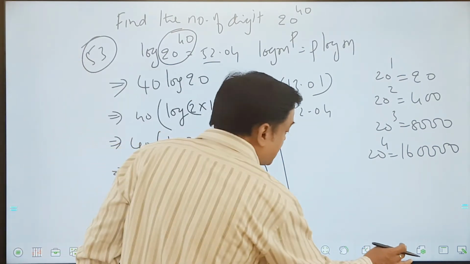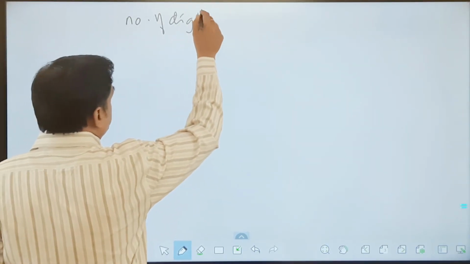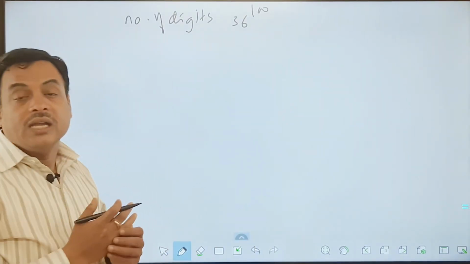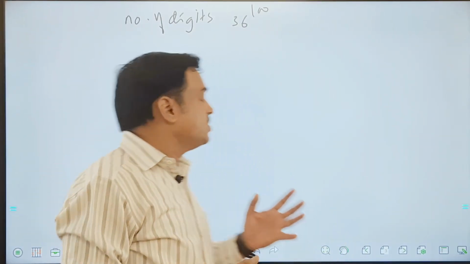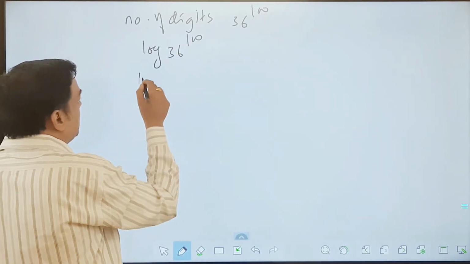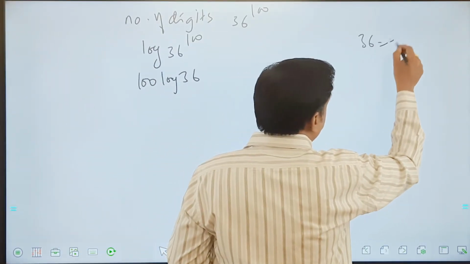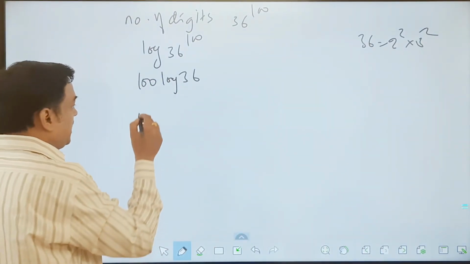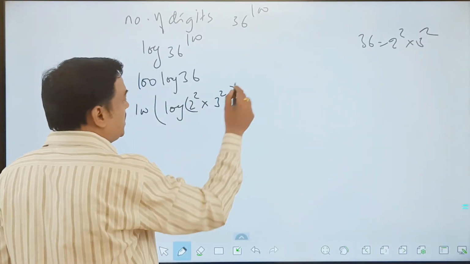Okay? Let us have one more quick example here. Say, for example, the same question, number of digits, and my question is to find 36 to the power of 100. 36 power 1 is 36, 36 power 2 is 1296. Huge numbers, right? So we need to know. So apply logarithm, friends. 36 to the power of 100 here is going to be 100 log 36. We all know 36 can be taken as 2 square into 3 square. That is 4 into 9, 36. And then 100 into log of 2 square into 3 square is what I do.